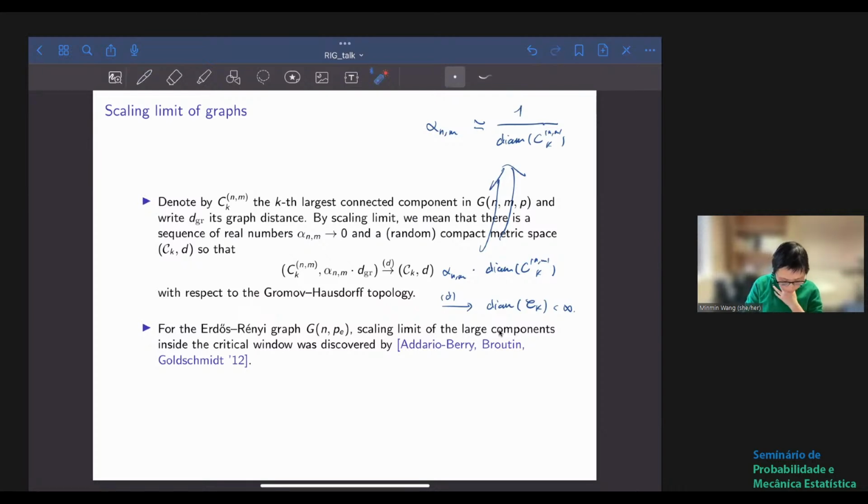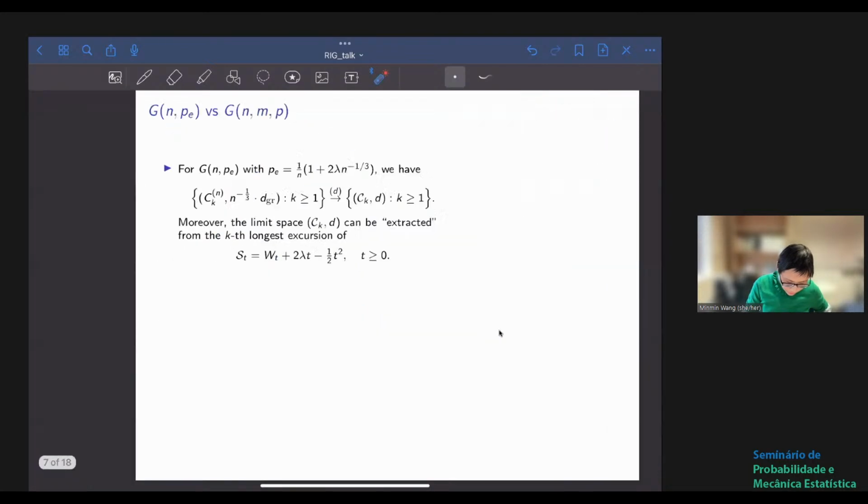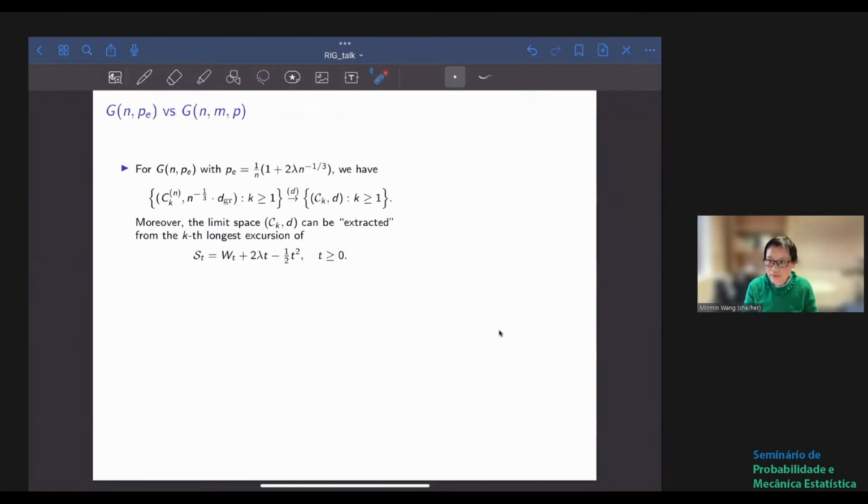This is the aim. The prototype result on the scaling limit of random graphs is for the Erdős–Rényi graph inside the critical window. This was discovered by Addario-Berry, Broutin and Goldschmidt in 2012, based also on some previous results of Aldous. I'm going to say a bit more on the result, because it is going to work as a kind of benchmark case. We're going to make a comparison between the Erdős–Rényi graph and the random intersection graph.